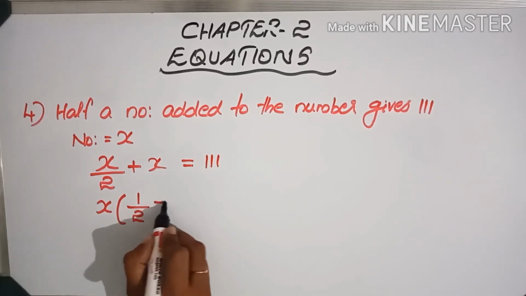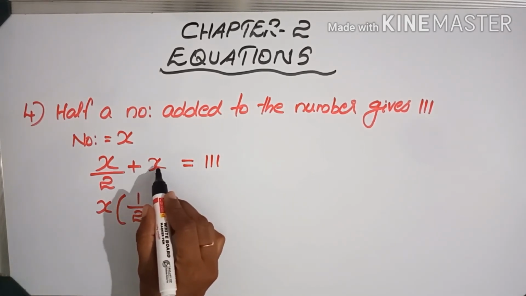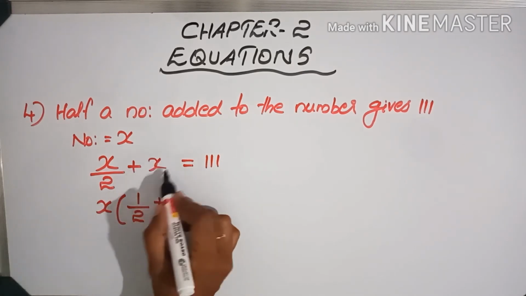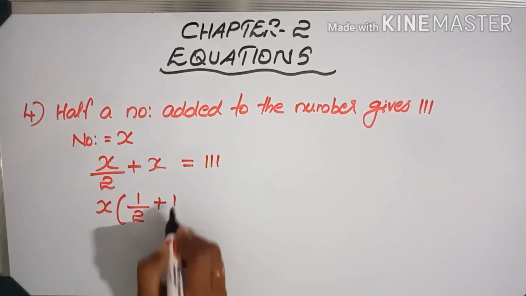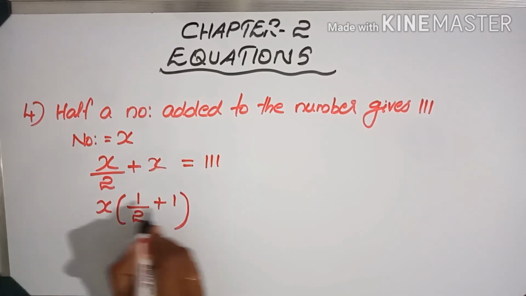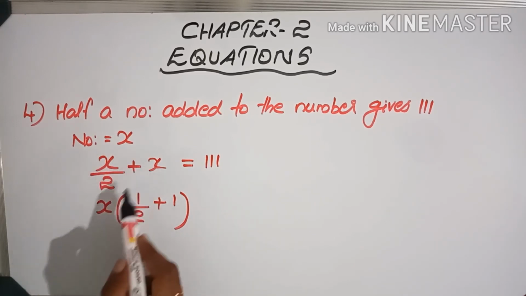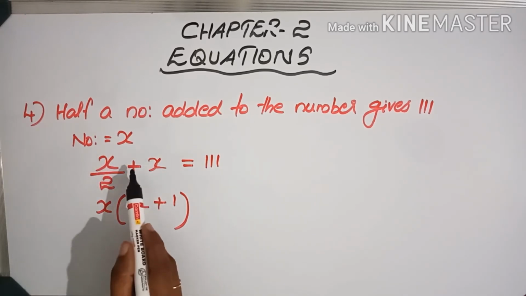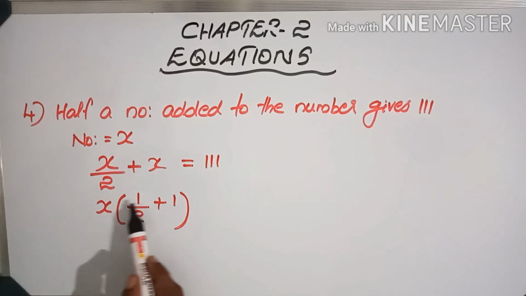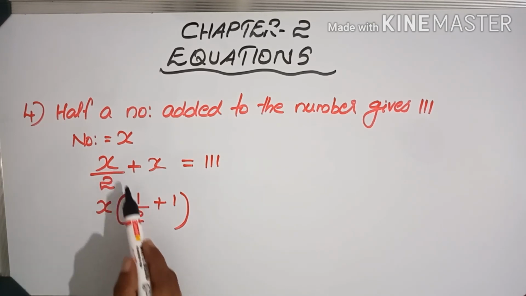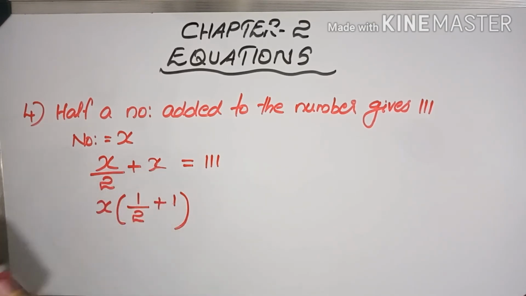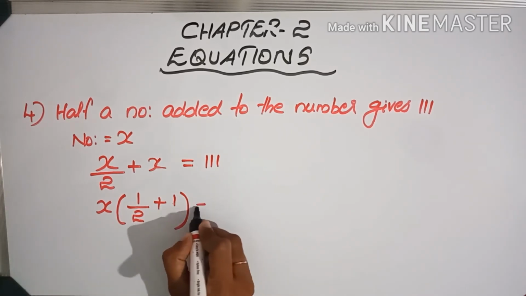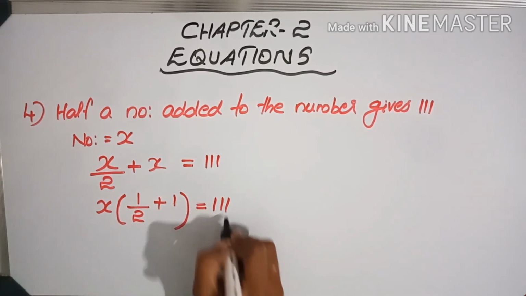Plus, from here also I took x. So here no number. No number means we need to consider that as 1. Only then will we get the answer like this. When we open the bracket, we must get the same as this. So here x into half is x by 2. X into 1, that is also x. So this is equal to 111.